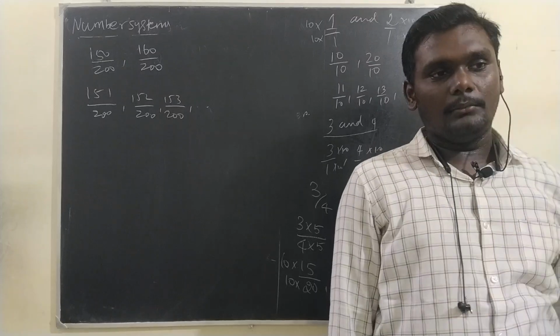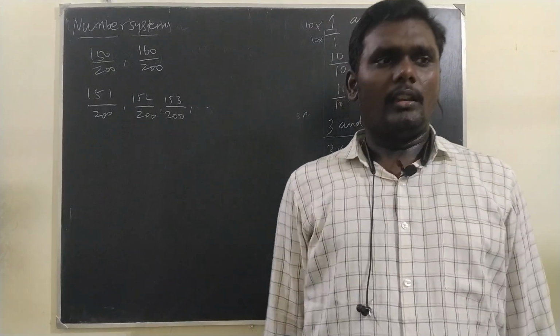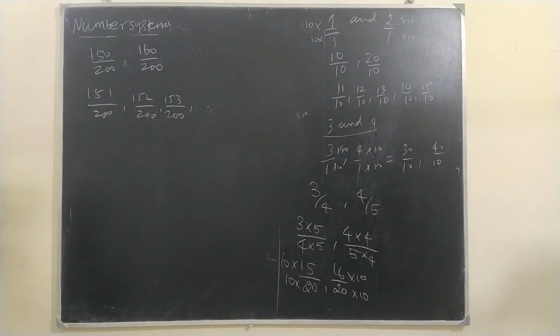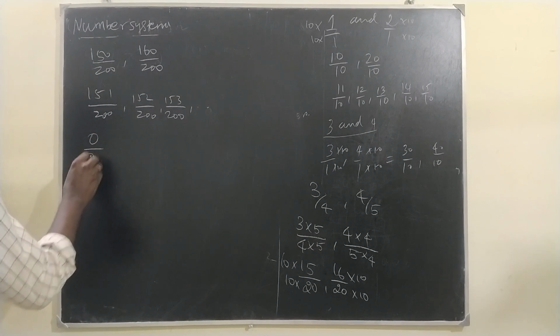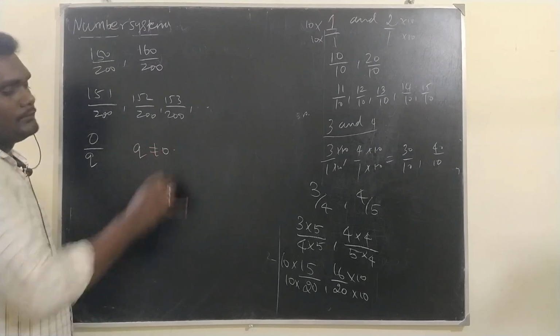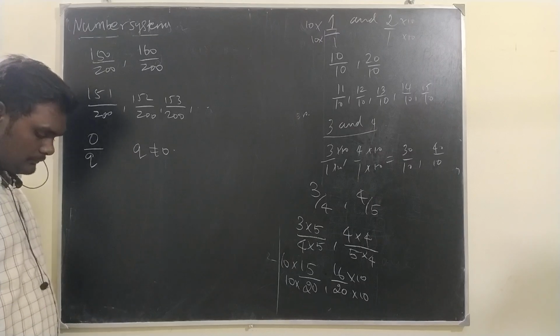Is 0 a rational number or not? Yes. Why? Can you write it in the form of p by q, where p and q are integers? Of course we can write 0 by q, where q is not equal to 0. So 0 is a rational number.